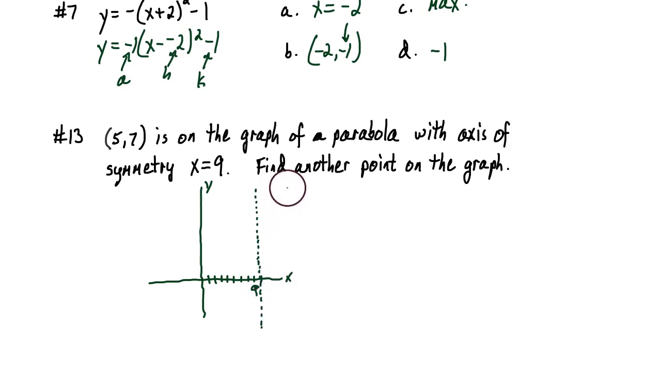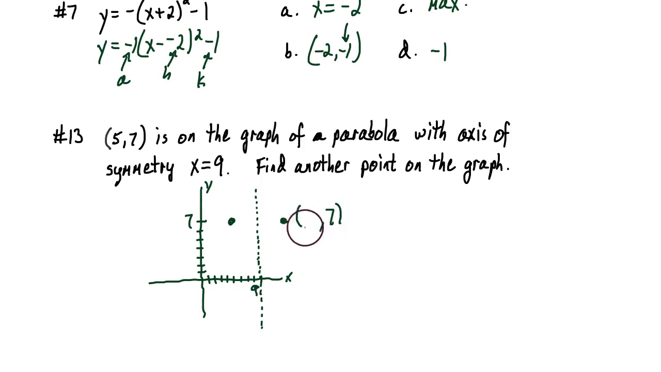Now we don't know exactly what the parabola looks like, but we do know that 5 comma 7 is one point on the parabola. Let's locate 5 comma 7. 1, 2, 3, 4, 5, 6, 7. So 1, 2, 3, 4, 5 to the right, and then up 7. This dot is on the parabola. The axis of symmetry runs right down the middle of the parabola, so there is a corresponding point on the other side of that axis. Now, what are the coordinates of this dot?